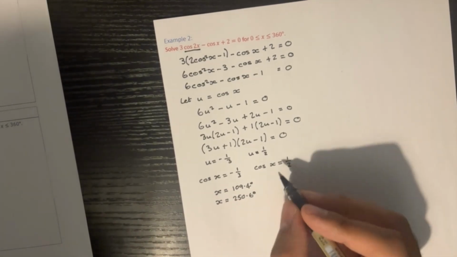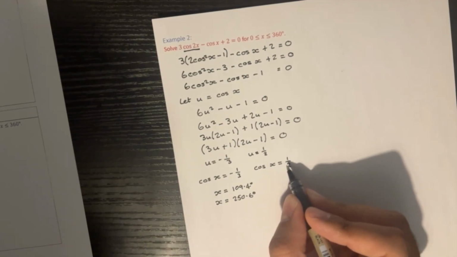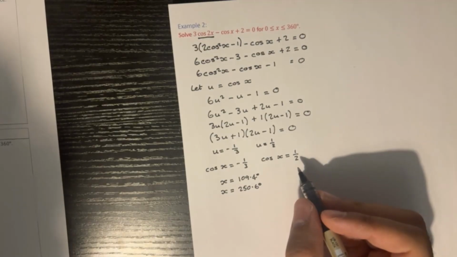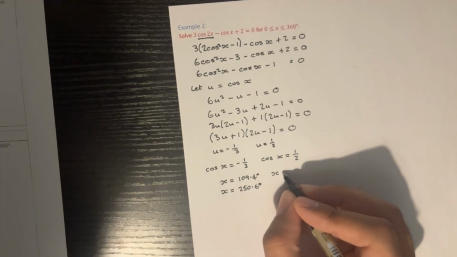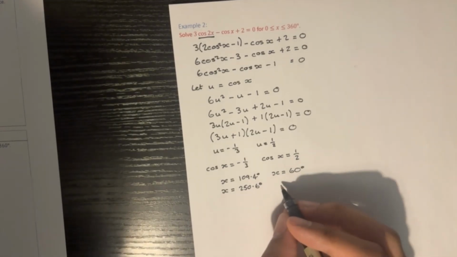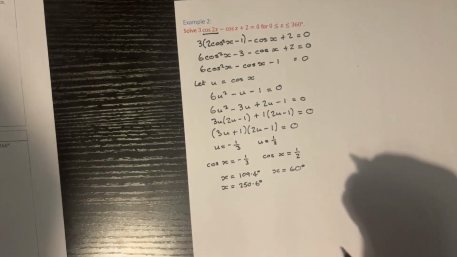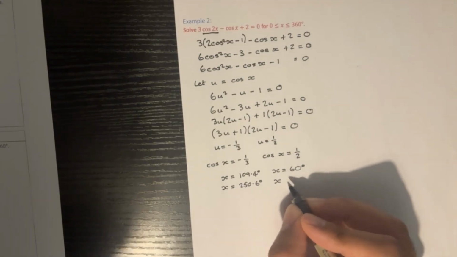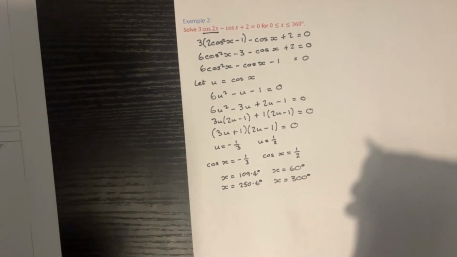250.6 degrees. Using cos x is equal to a half, I can do inverse cos of a half, and that is going to give me that x is equal to 60 degrees. And then I can also do 360 subtract 60, again because of the symmetry of the cos graph, and that is going to give me x is equal to 300 degrees.